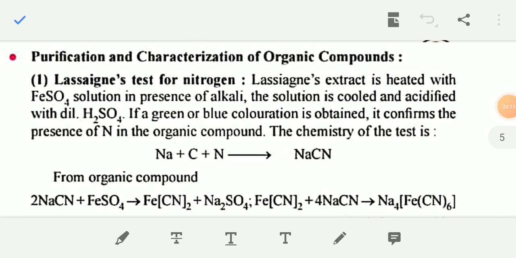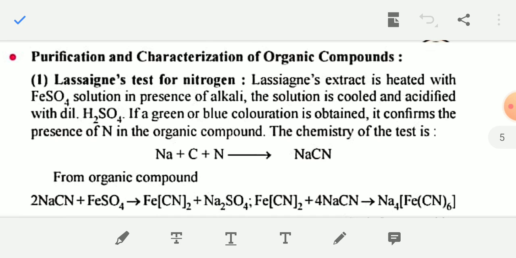Now, purification and characterization of organic compounds. First, the Lassaigne test for nitrogen. First you have to make the Lassaigne extract or sodium extract. Then the Lassaigne extract is heated with ferrous sulfate solution in the presence of alkali. The solution is cooled and acidified with dilute hydrochloric acid. If a green or blue coloration is obtained, it confirms the presence of nitrogen in the organic compound.